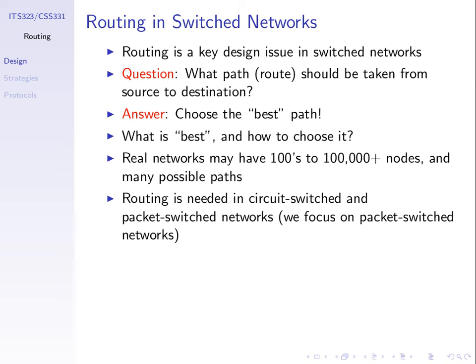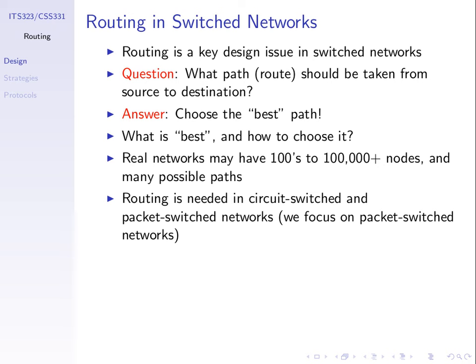In the examples like the one I just presented, we only have 10 or 15 devices and not many possible paths. In real networks, there may be hundreds of thousands of devices and many, many possible paths. So in choosing a path, even if we use a computer, sometimes it's not easy to do it in a short amount of time. It's much more complex than we see in the examples.